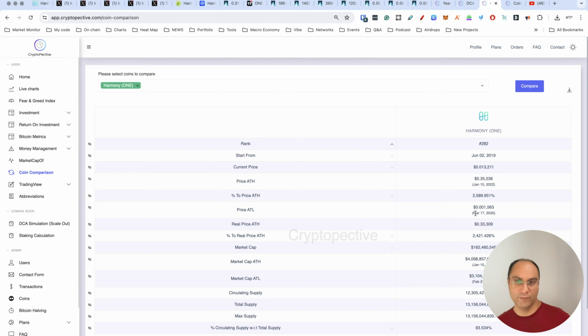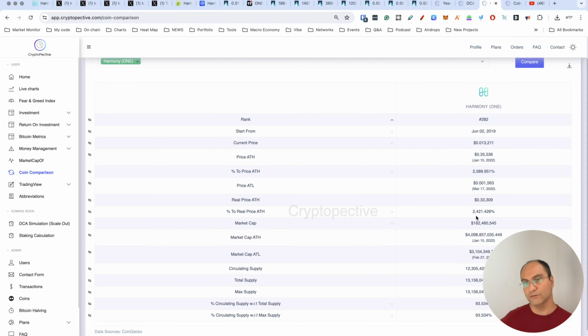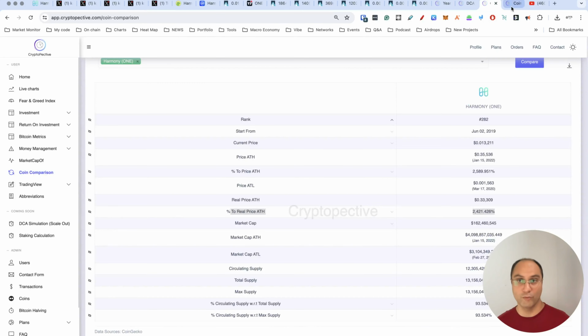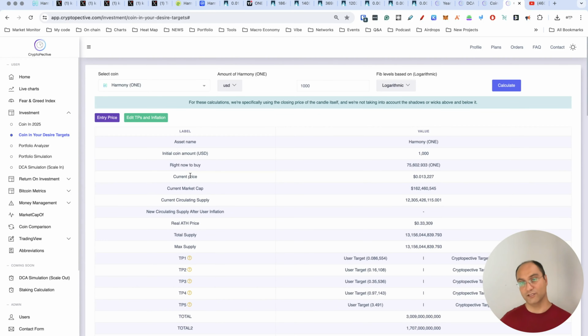About this crypto all-time high, if we want to remove this 20% inflation, we can see it has the potential to go as high as 33 cents. Then the percent from here to 33 cents is 2421%, which I explained on my Twitter. This is a great zone to accumulate. If we can go lower on Harmony, of course the chance is getting higher.